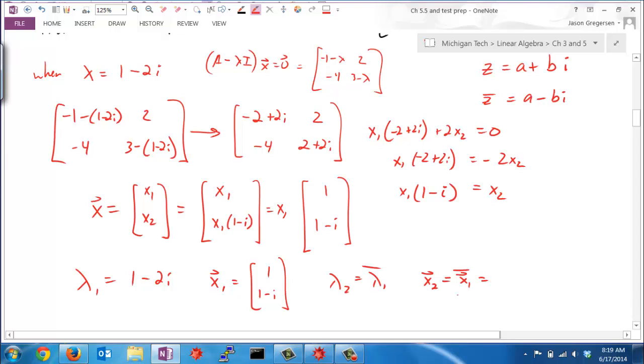Now, how do I take the conjugate of that thing? Well, I know how to do the bottom one, right? That's 1 plus i. But what's the conjugate of 1? Turns out it's just 1.